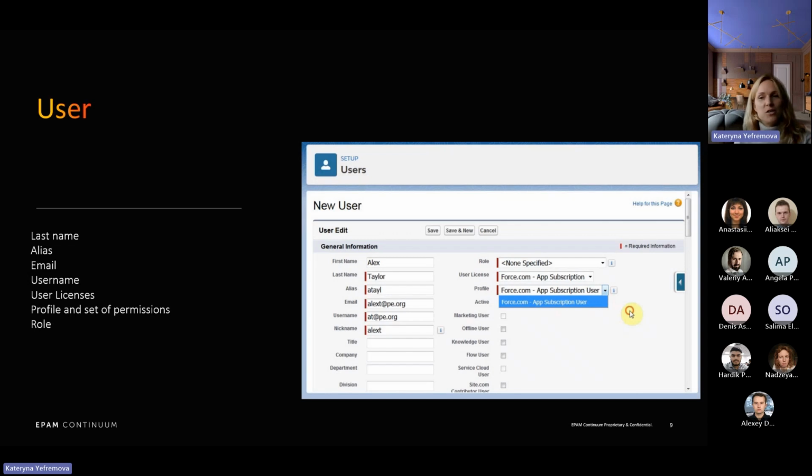Okay, let's collaborate a little bit. What do you think? Who are the users in Salesforce? Guys, I'm sorry, I'm using two screens because I want to see you a little bit. Okay, so any ideas?